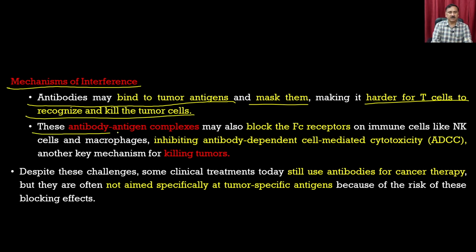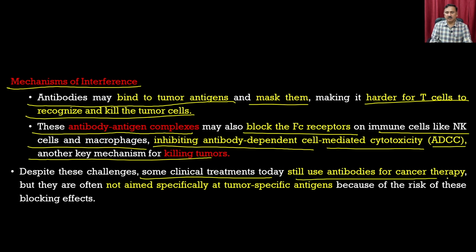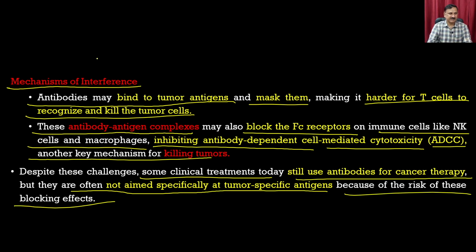So what you can do is prepare antibody-antigen complexes which will block the Fc receptor on immune cells like NK cells and macrophages, inhibiting antibody-dependent cell-mediated cytotoxicity or ADCC, which is another mechanism for killing the tumors. Despite these challenges, some clinical treatments today still use antibodies for cancer therapy, but they are often not aimed specifically at tumor-specific antigens because of the risk of these blocking effects.